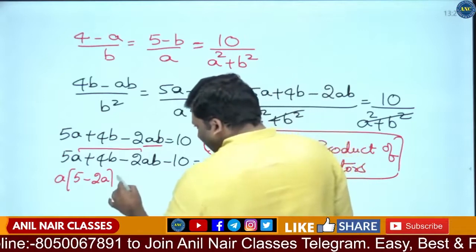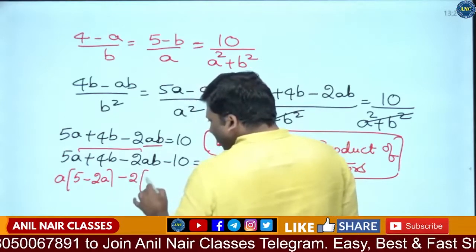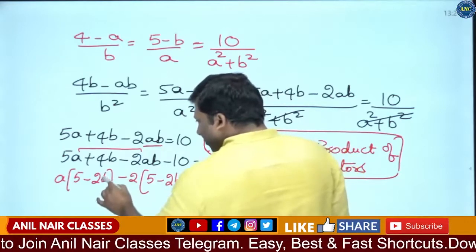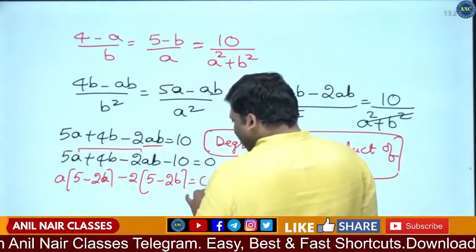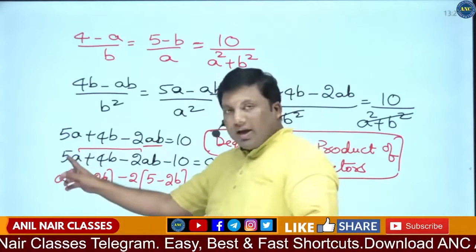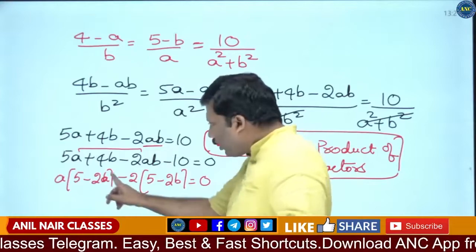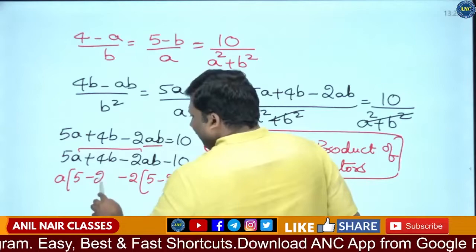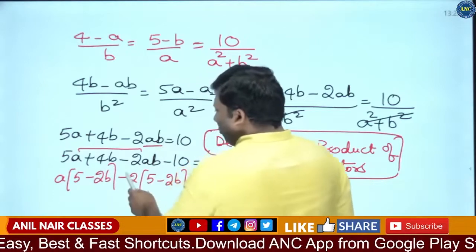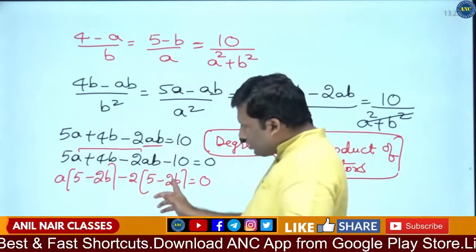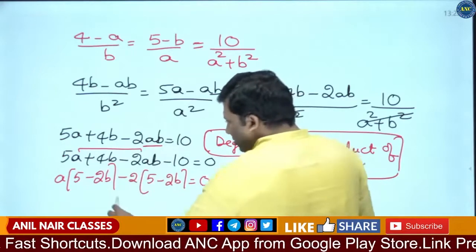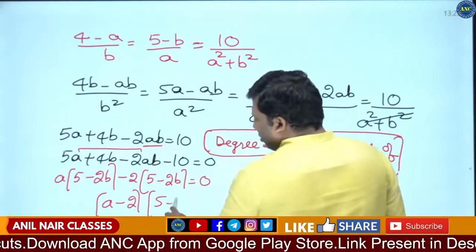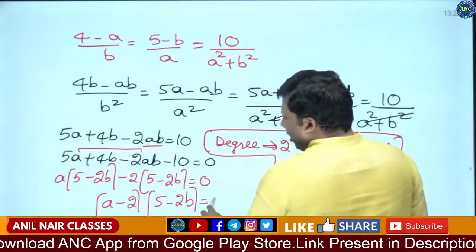Are you all with me? If I take minus 2 common here, it will be 5 minus 2b. 5 minus 2b is equivalent to 0. Are you all with me? A common, 5 minus 2b, and minus 2 into 5 minus 2b gives minus 10, plus 4b. So this will become a minus 2 into 5 minus 2b is equivalent to 0. Are you all with me?